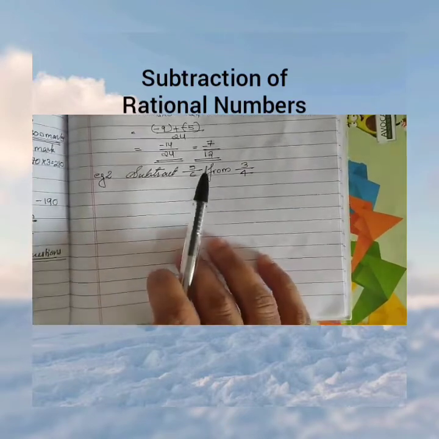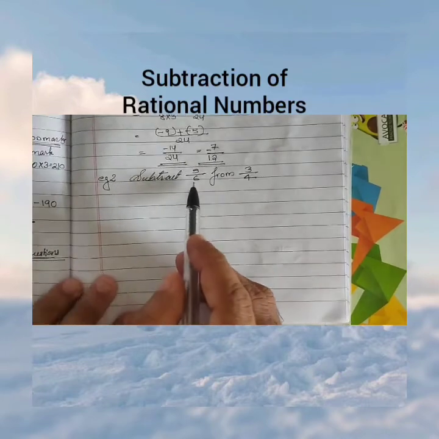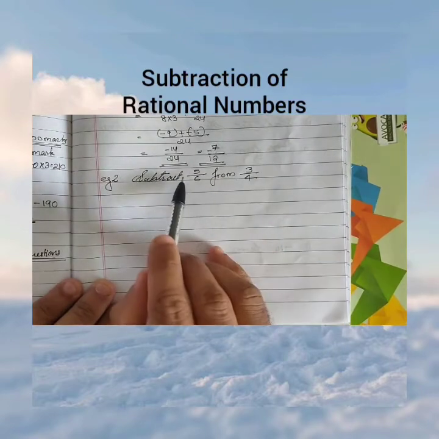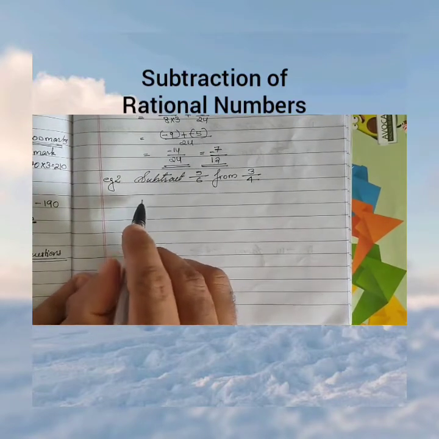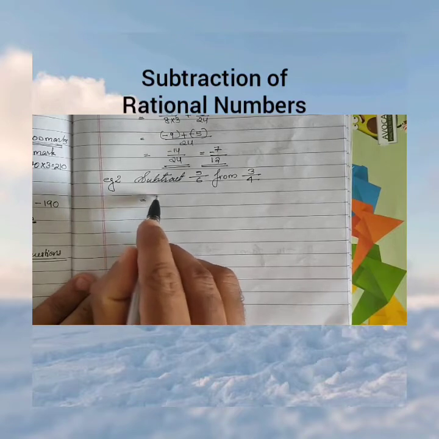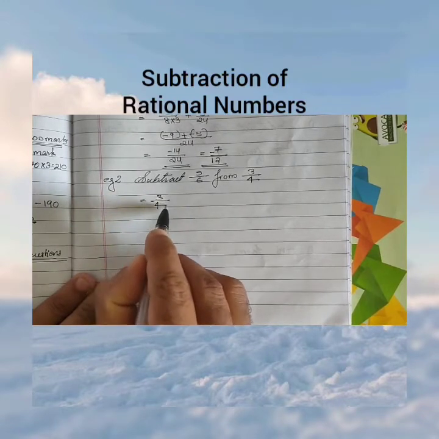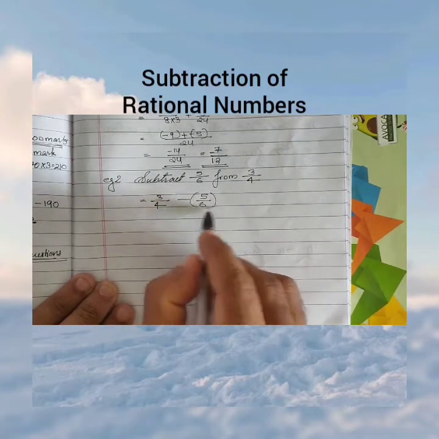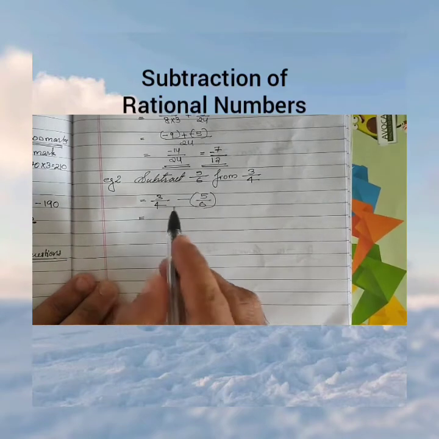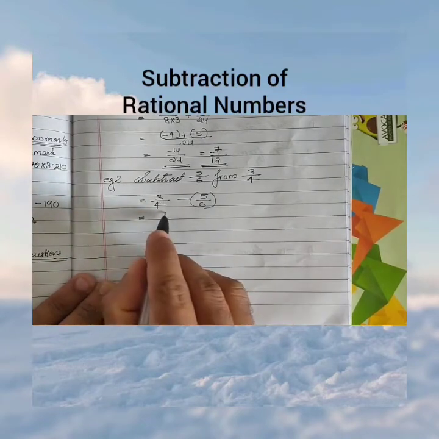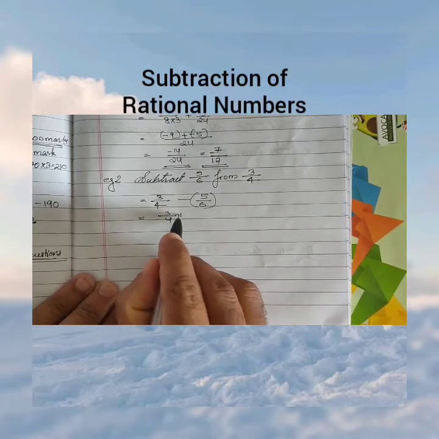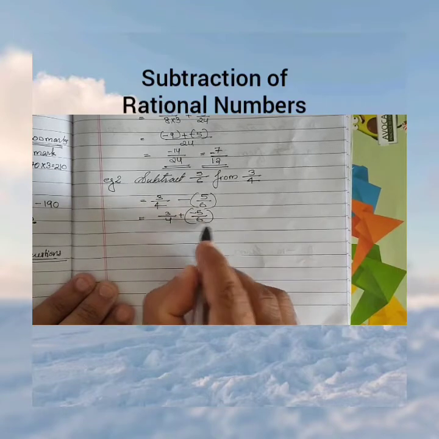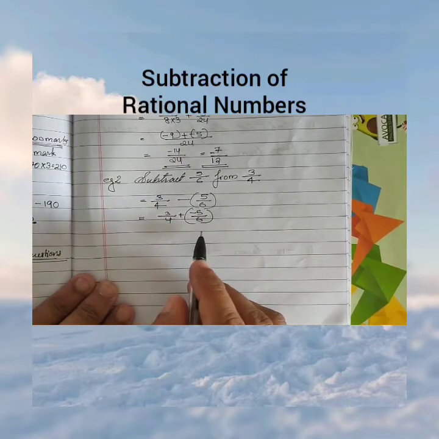You can see one more question. Subtract 5 upon 6 from 3 upon 4. Here the word from is there, means from this number we have to subtract this number. So we rewrite in this way. 3 upon 4 subtract 5 upon 6. And here subtraction means addition of the first rational number by the additive inverse of the second rational number. So we rewrite 3 upon 4 plus, subtraction changes to addition, and this changes to additive inverse, minus 5 upon 6.